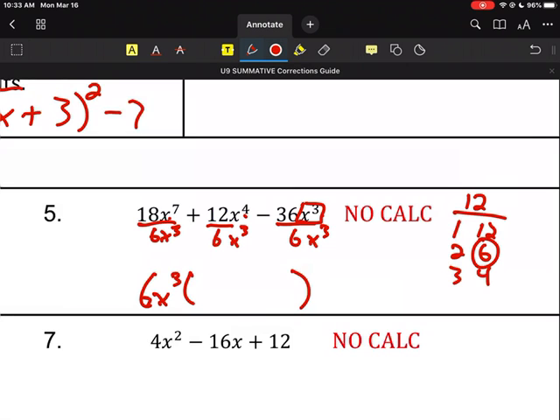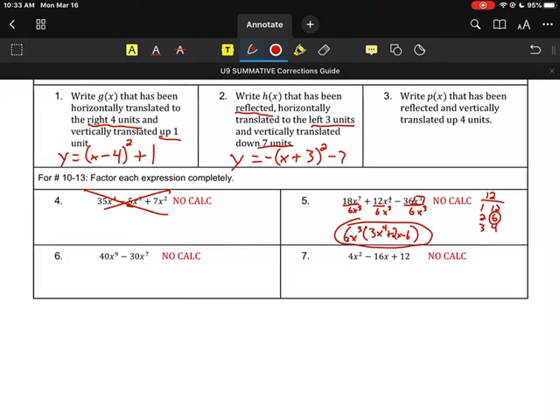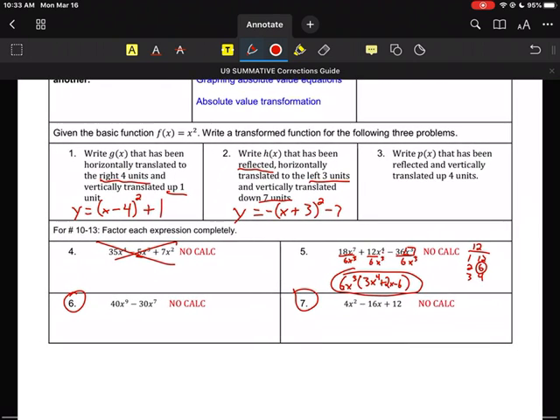So then you just divide. 18 divided by 6 is 3. And when you divide exponents, you subtract. So x to the 7th divided by x to the 3rd, 7 minus 3 is 4. And then 12 divided by 6 is 2. x to the 4th divided by x to the 3rd is x, minus 36 divided by 6 is 6. And then we took all the x's away, so you are done. So follow this example. Do number 6 and number 7, and then fix your test, submit that on the assignment.